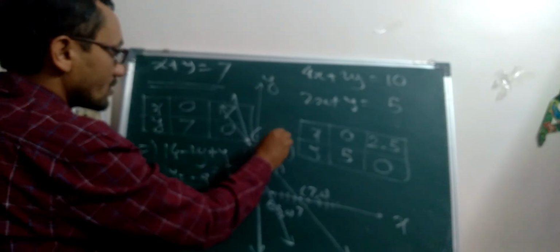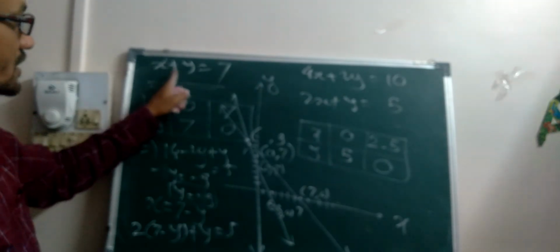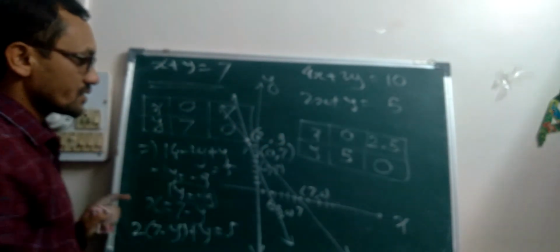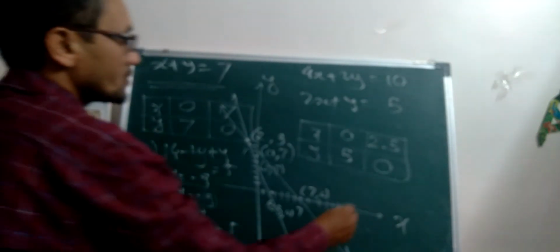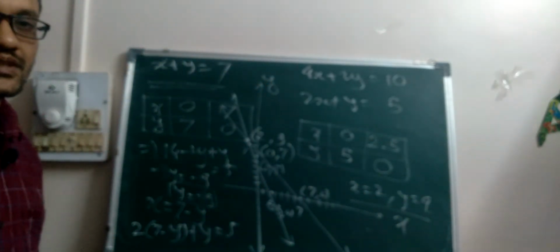So y equals 9, and if you put y equal to 9 here, what do you get? x equals 2. So this is 2 comma 9. What is the solution of these linear equations? 2 comma 9. So x equals 2 and y equals 9 is the solution of the given simultaneous equations. Thank you.